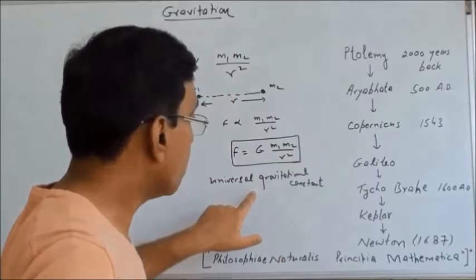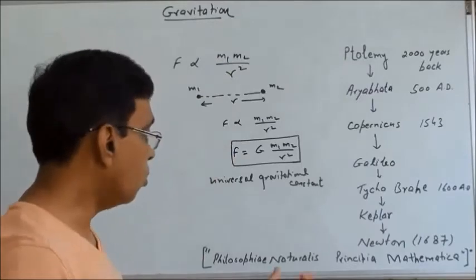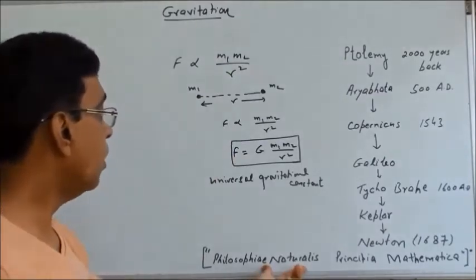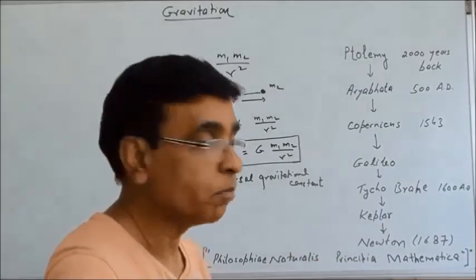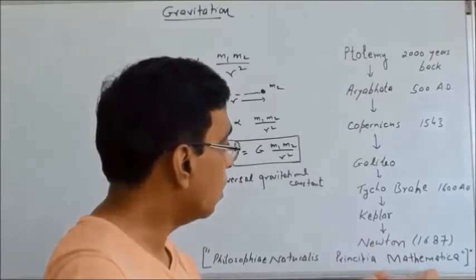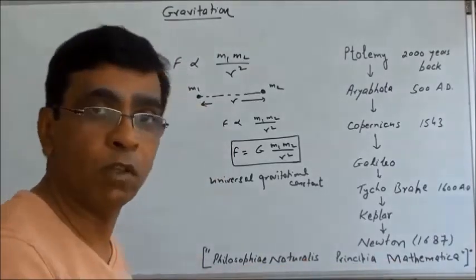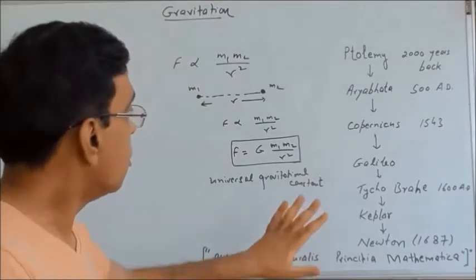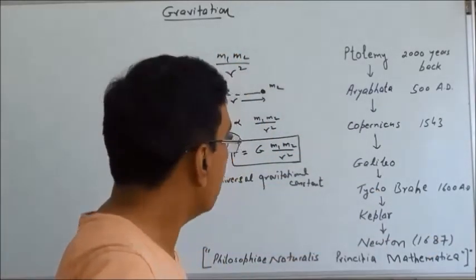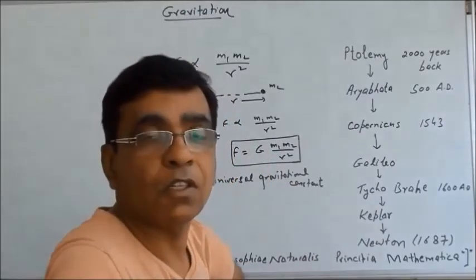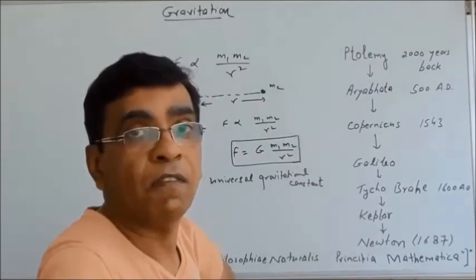And the value of this, now see, Newton published this law in the book that I have written here, Philosophiae Naturalis Principia Mathematica. It was written in Latin, and its English name is Mathematical Principles of Natural Philosophy. So this law was published in 1687. The value of G, the universal gravitational constant, was calculated by another scientist, Henry Cavendish.